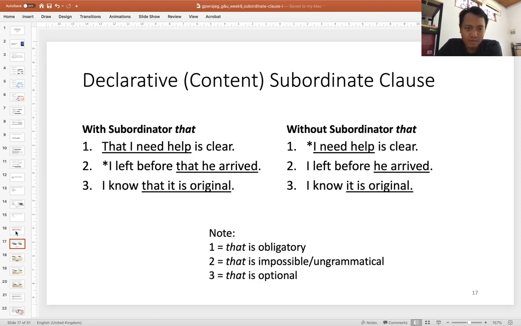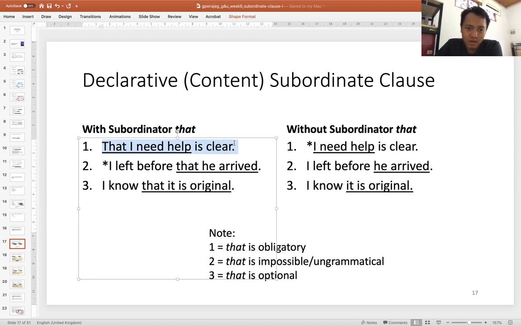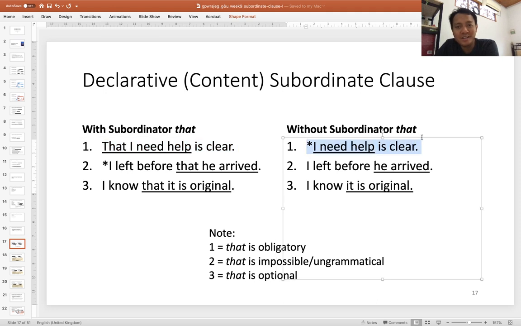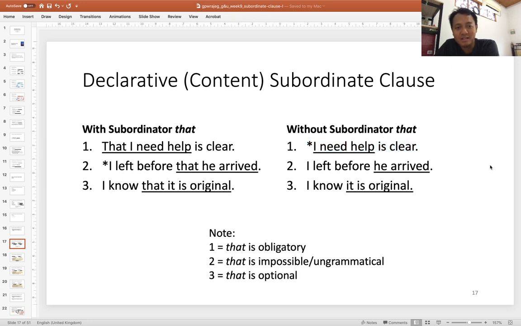In this example, with the subordinator, that I need help is clear. In this kind of sentence, that is obligatory, so you need to have that there. If you omit that, like I need help is clear, that's totally strange in English. No one will ever say that. So in this context, you need that.